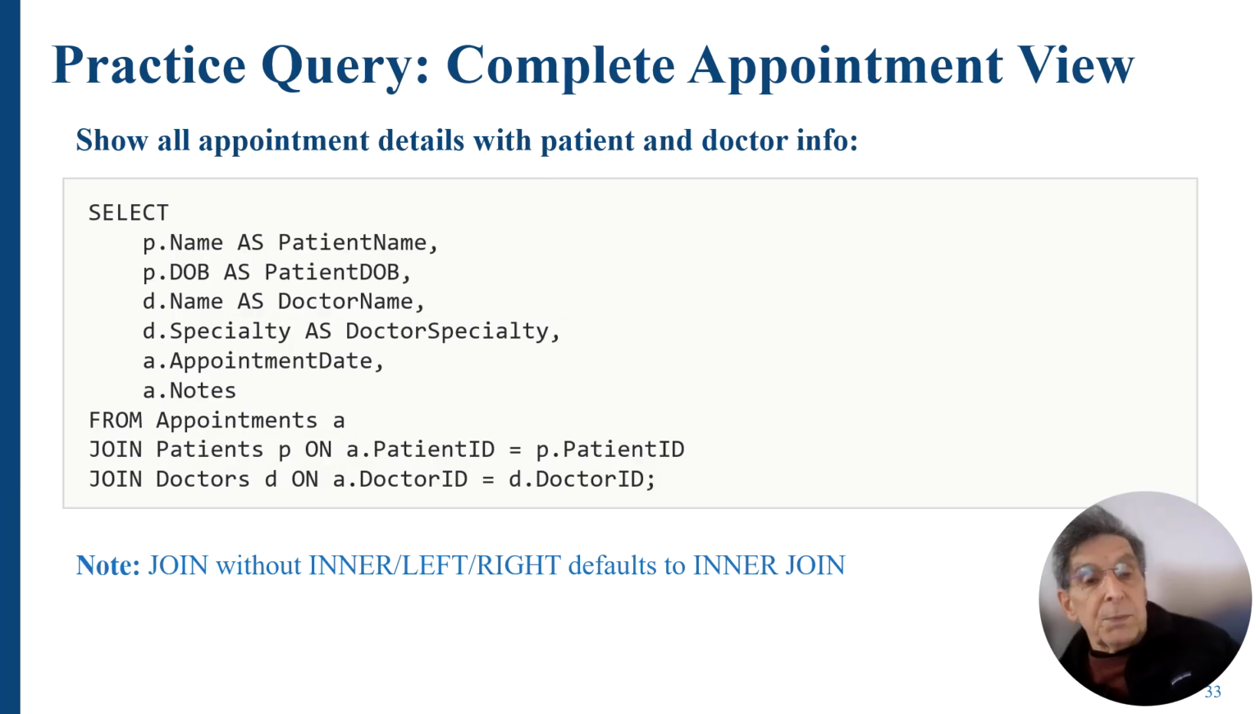The result shows the patient name, patient date of birth, doctor name, the doctor's specialty, the appointment date, and the notes, like the chief complaint might be in there. This is the kind of query you might use for a scheduling dashboard or an appointment report. Note that I used join without the inner keyword. Remember, plain join defaults to inner. Both styles are acceptable, but be consistent in your coding.